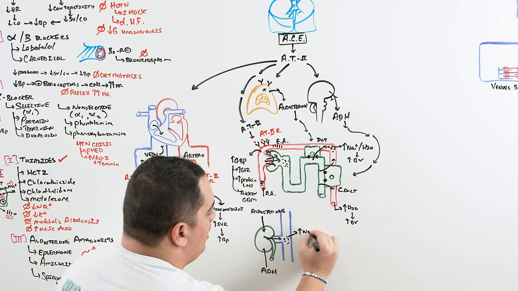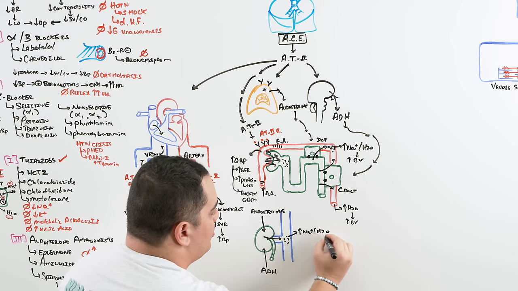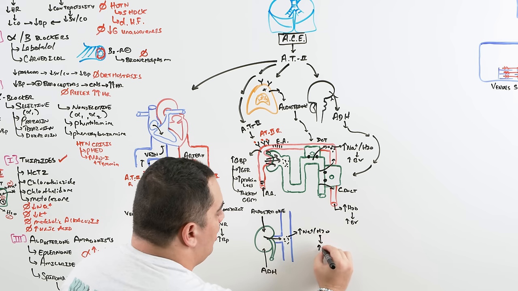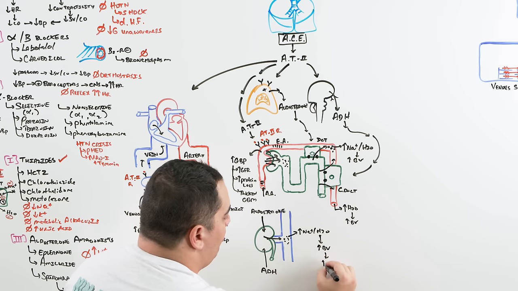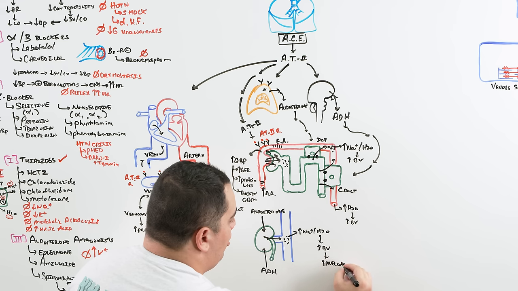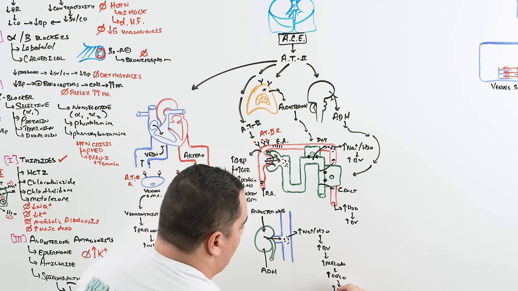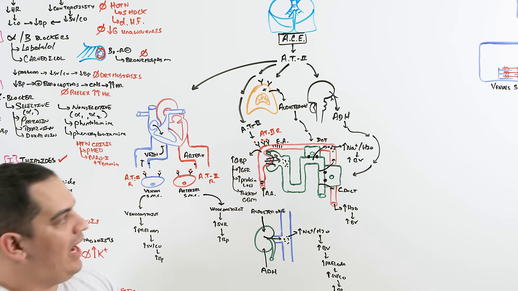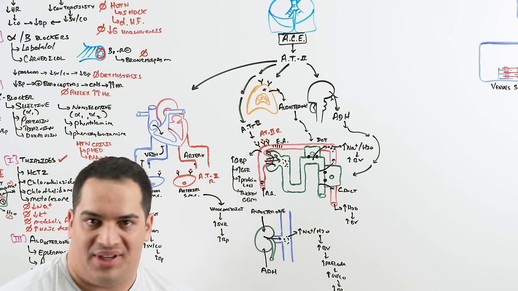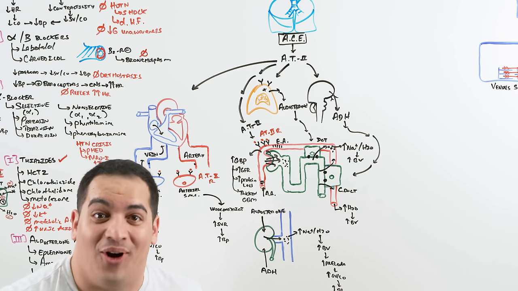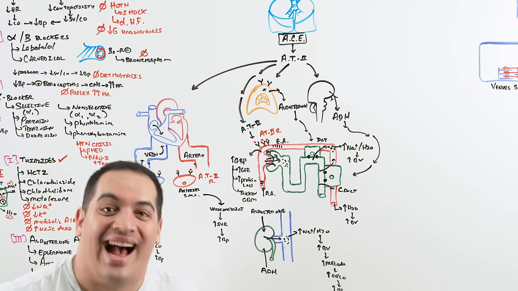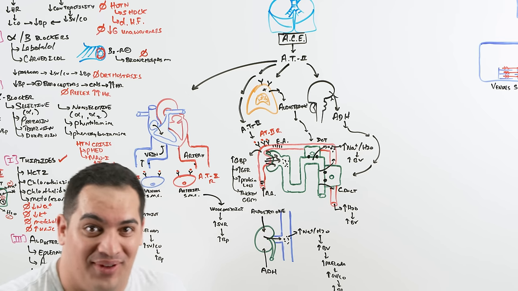That's going to increase sodium water reabsorption. That'll increase blood volume, that'll increase preload. That'll increase stroke volume and cardiac output, and that'll increase the patient's blood pressure. You're like, Zach, okay, I thought we were supposed to talk about antihypertensives in this lecture. We are, but now we know exactly how these antihypertensives are going to work in this system.